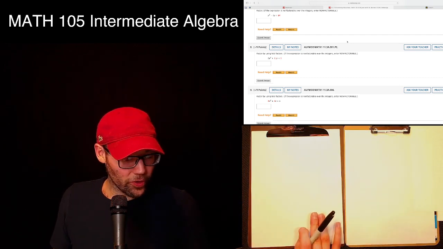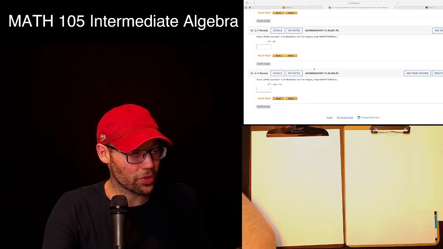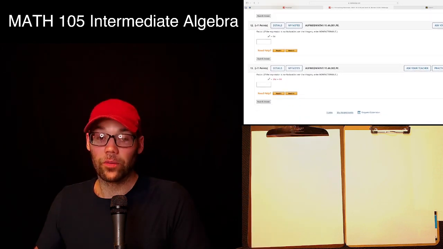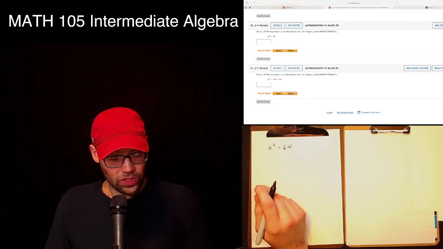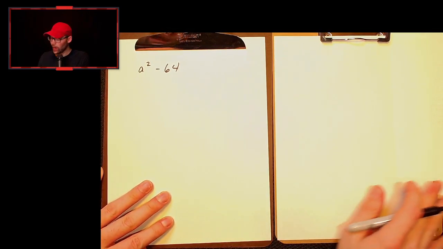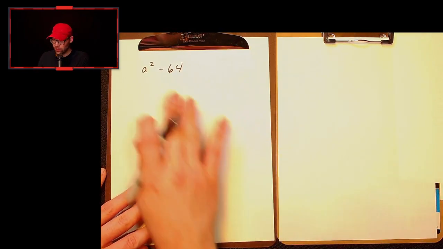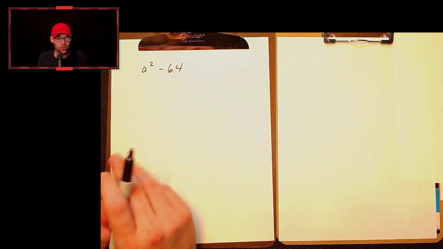So first things first, let's go and find a difference of squares problem, and we can take a look at number 12. So here we are given a squared minus 64. So what you're going to need to do is learn how to recognize, like visually recognize when we see the difference of squares. This is in fact the difference of squares, even though we don't see two numbers that are squared.